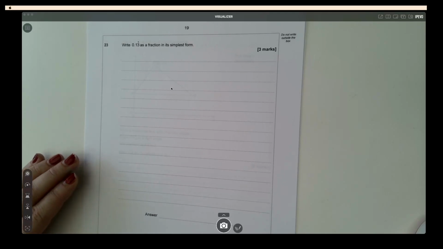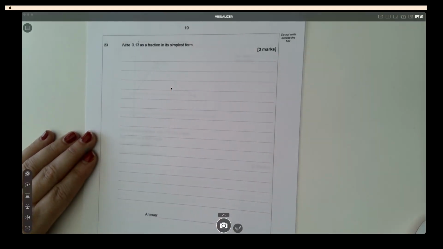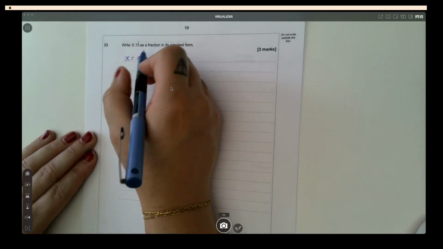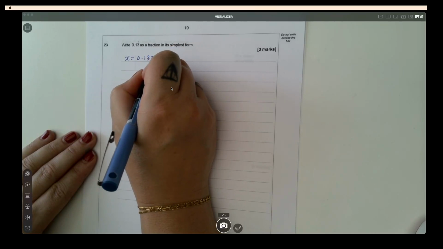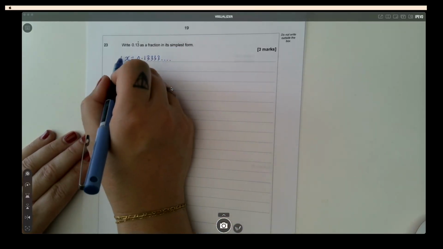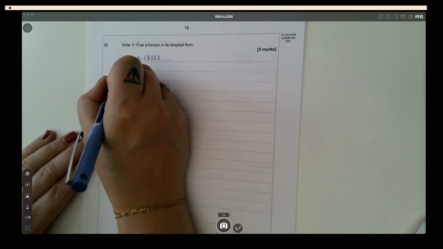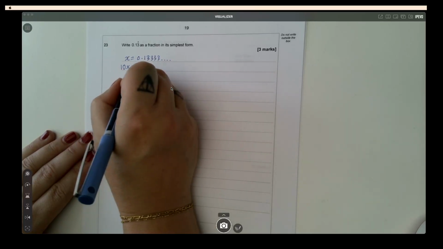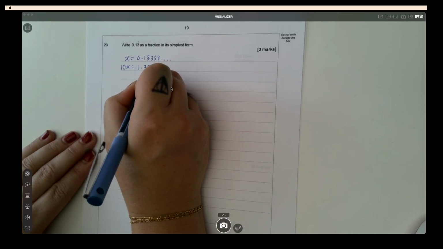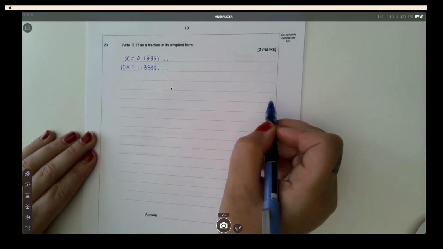Question 23. Write 0.13 recurring as a fraction in its simplest form. So I'm going to start by expressing x as 0.1333, and obviously it would continue. Now I'm going to get another version of x, but I want the decimal to match as much as possible. So I'm going to get 10x to start off with. So 10 times x, if x is this, would be 1.333, and that would keep recurring.